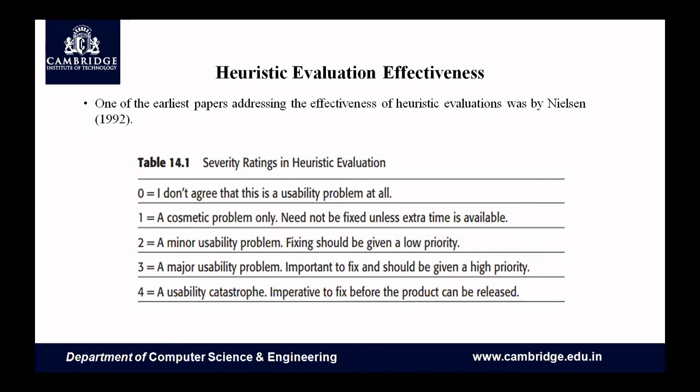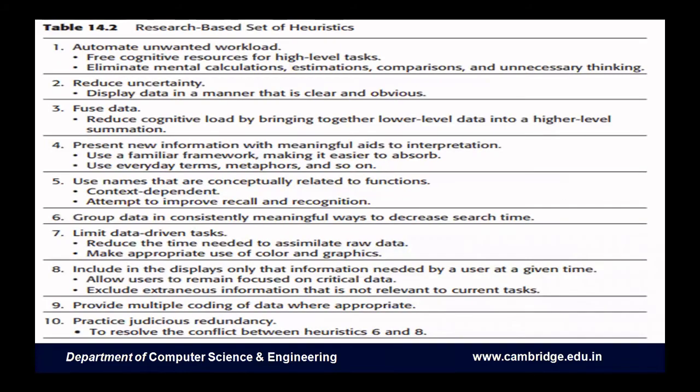The second one is a minor problem, right? Where the priority is given less, right? Focusing on the problems is given less here, right? Third one, major problem where more priority has to be given. And the last one, usability catastrophe, where it is imperative to fix before the product can be released. So there is something like this must be fixed. That is called a catastrophe, where it has to be fixed before releasing that one.